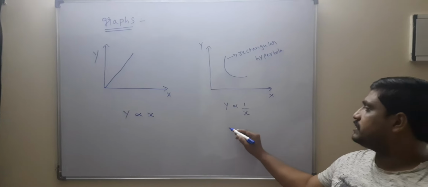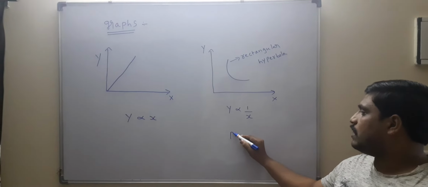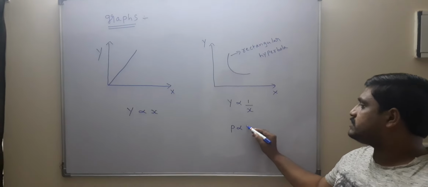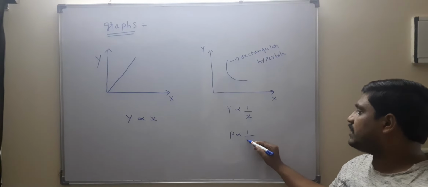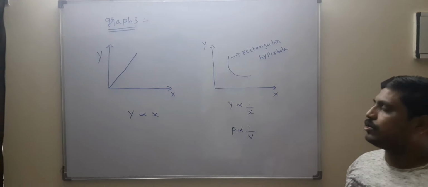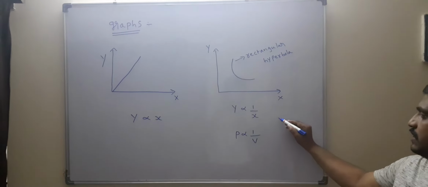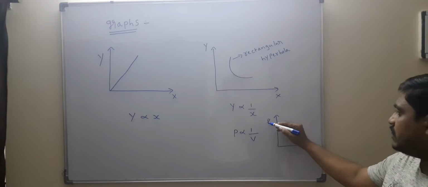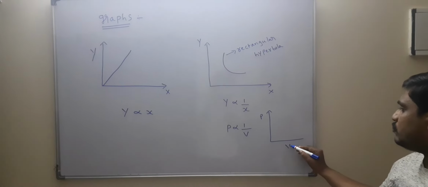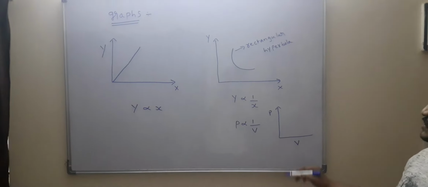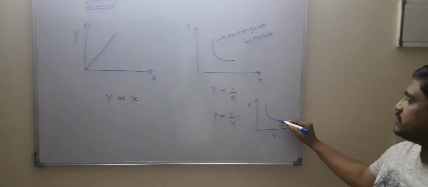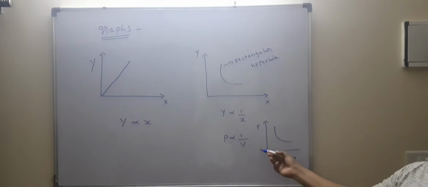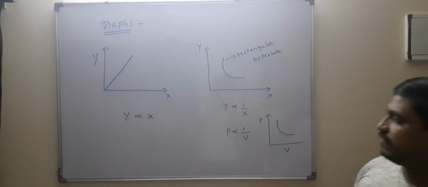A best example, Boyle's law. According to Boyle's law, pressure of the gas is inversely proportional to volume of the gas. Here, pressure is taken as y-axis, volume is taken as x-axis. The graph shape is rectangular hyperbola. This is the Boyle's law graph.